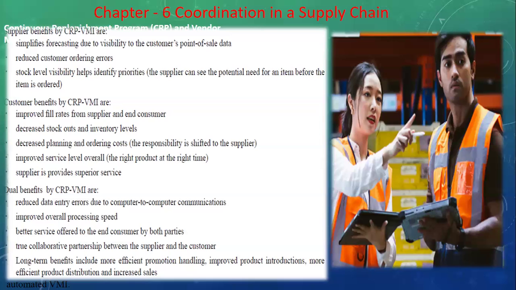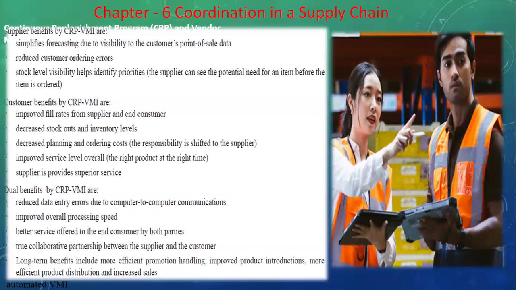The supplier provides superior service, because this visible information can be seen by the dealer and the supplier. So they will understand the requirement, which is a dual benefit for both. Reduce data entry due to the computer and communications. Because CRP and VMI send the electronic message with the availability of data on a daily selling basis by billing the item sold, this information is passed through. So there is reduced data entry, as there is no need for different persons to keep records in the system. Then improve the overall processing speed.